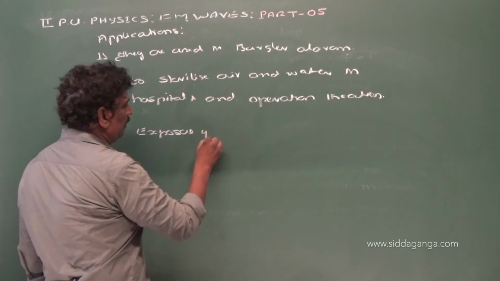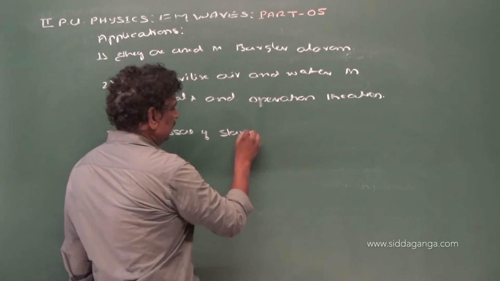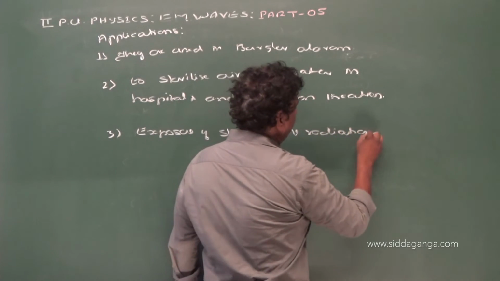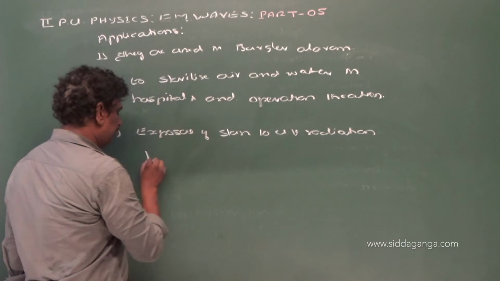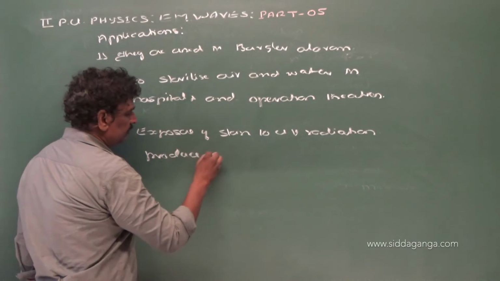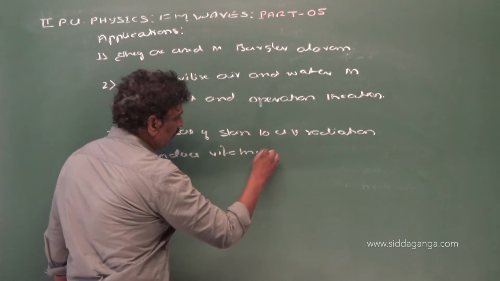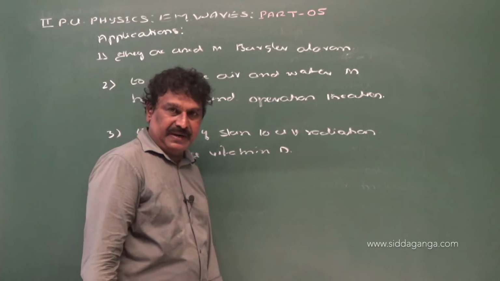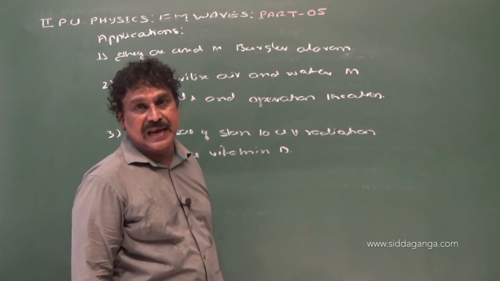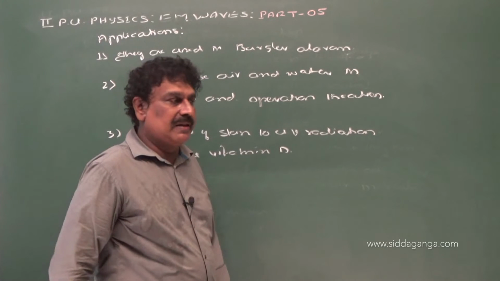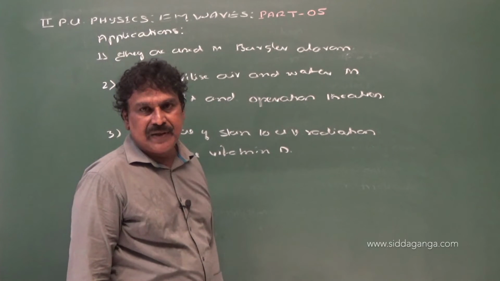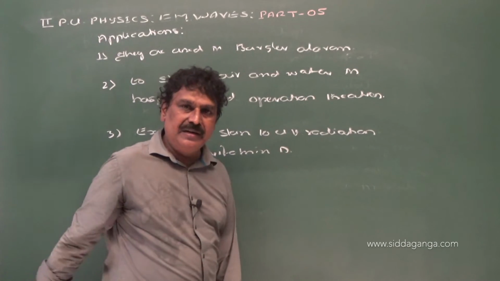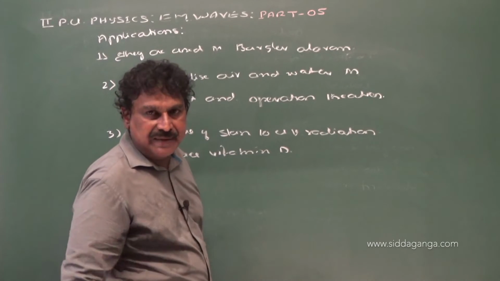Exposure of skin to ultraviolet radiation produces vitamin D. Therefore, it is better to go to the sunlight in the morning. When the skin is exposed to the sunlight, we can receive the ultraviolet radiations, and that produces vitamin D that keeps our skin healthy.